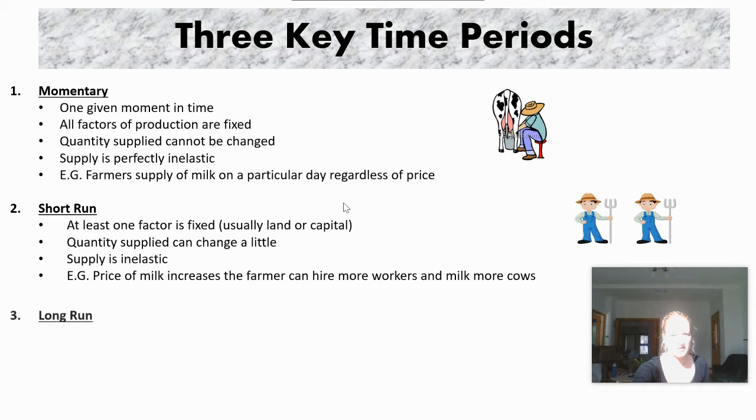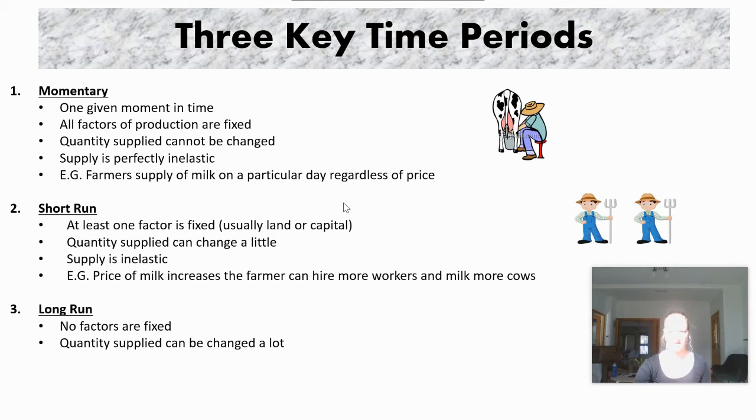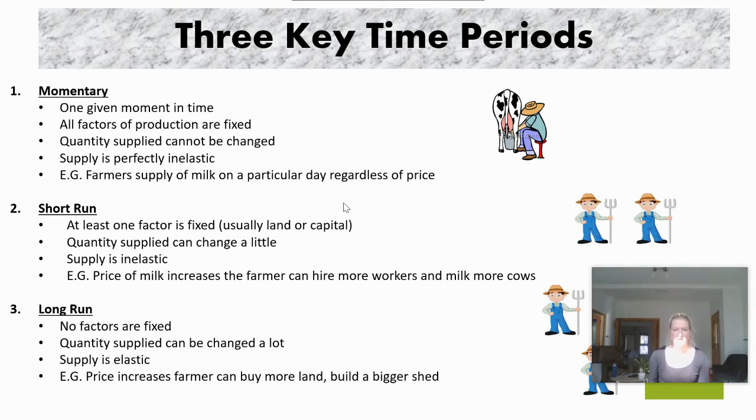The last time period that we're going to look at is the long run. So the long run is where all factors of production are variable, so no factors are fixed. This means that the quantity supplied can change a lot. Therefore, the supply would be elastic. An example of this would be where a farmer can increase their quantity supplied by a lot because they can purchase more land. Okay, they're in the long run.